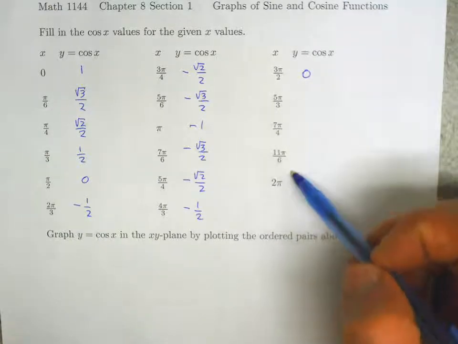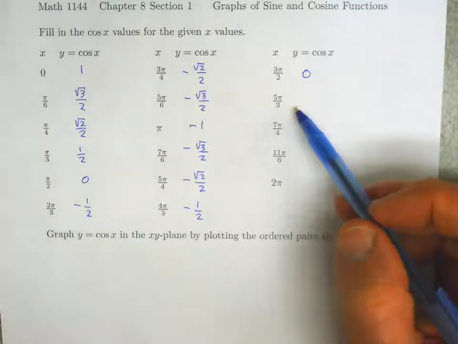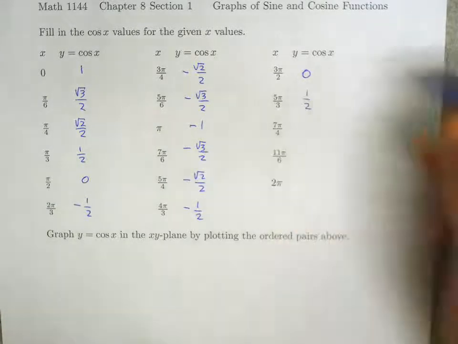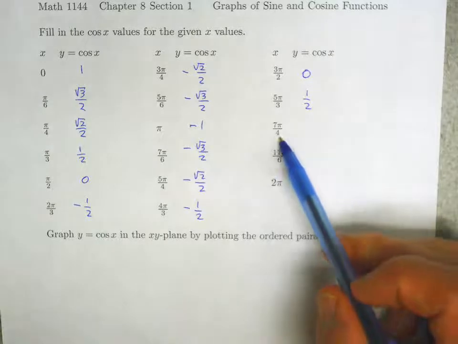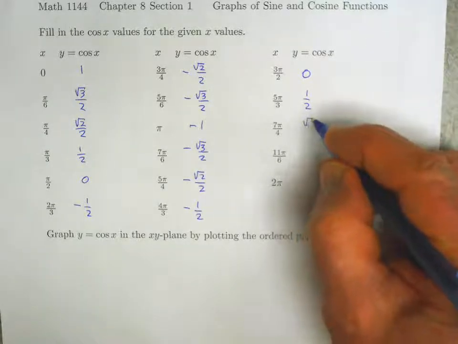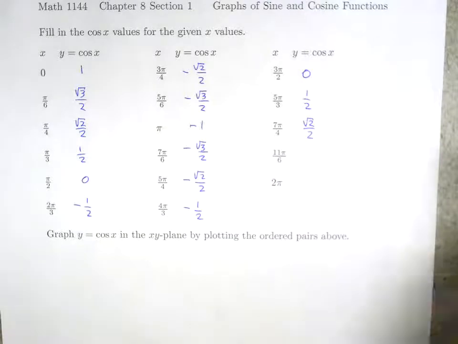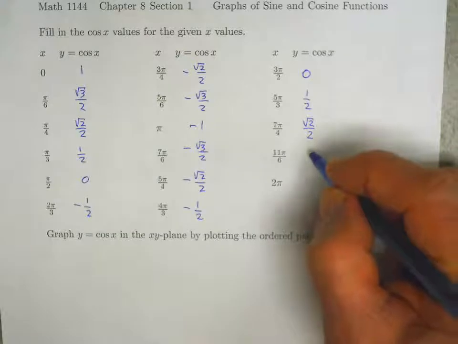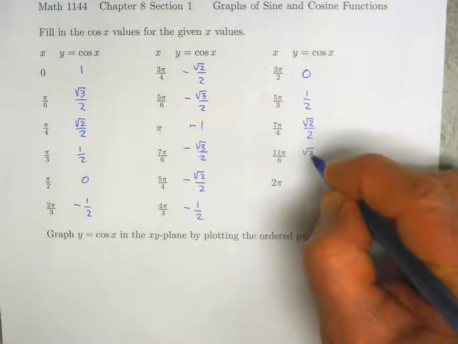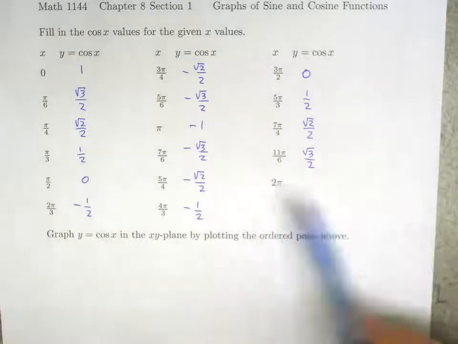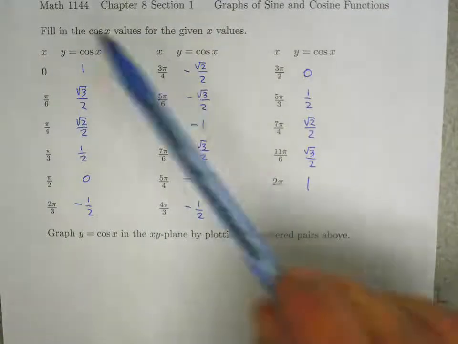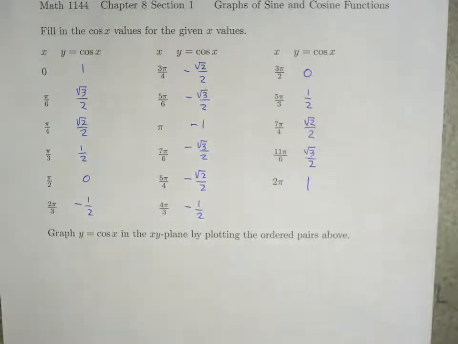Cosine, now we're in the fourth quadrant, so cosine is positive. Cosine of 5 pi over 3 is positive 1/2. Cosine of 7 pi over 4 is positive square root of 2 over 2. And the cosine of 11 pi over 6 is the square root of 3 over 2. Cosine of 2 pi is 1. So that goes through one period of cosine between x equals 0 and x equals 2 pi.